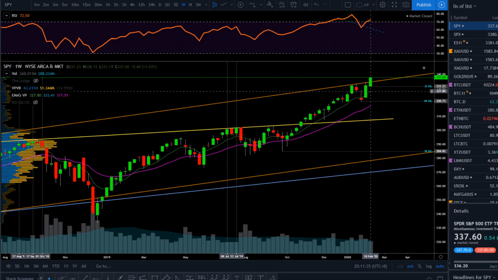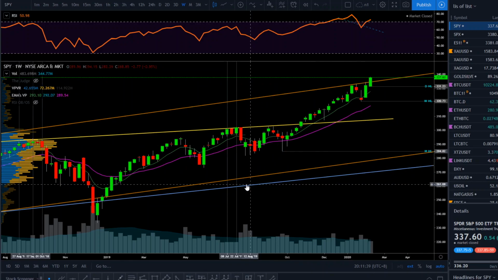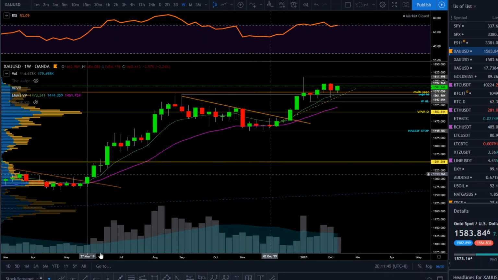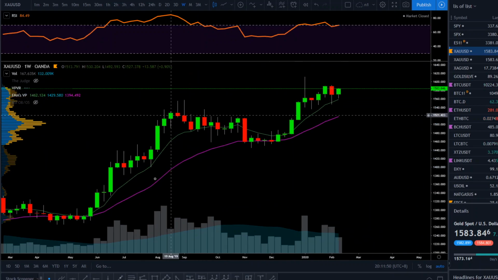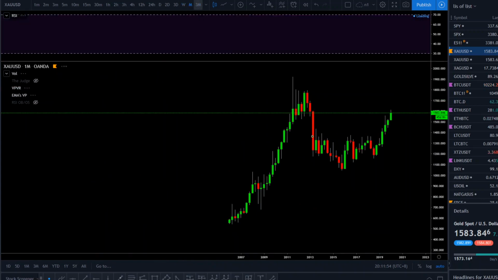So that's SPY. I don't have much more to say, I guess. Yeah, it's just very bullish, very bullish. Let's look at gold. Gold is very interesting at the moment. So let's have a quick look here, on the monthly.